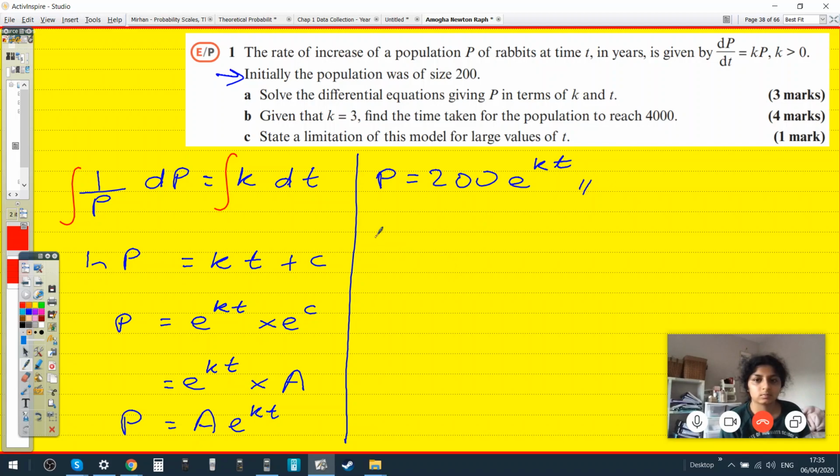Okay, B. In the question, why does it say solve the differential equations? Is there meant to be more than one? I don't ask those questions. Okay. Given that k is equal to 3.